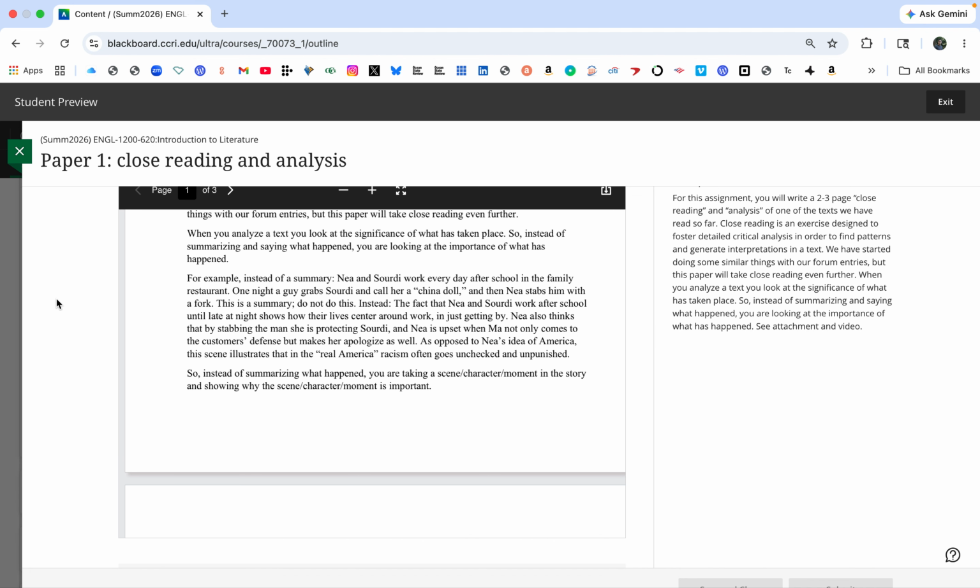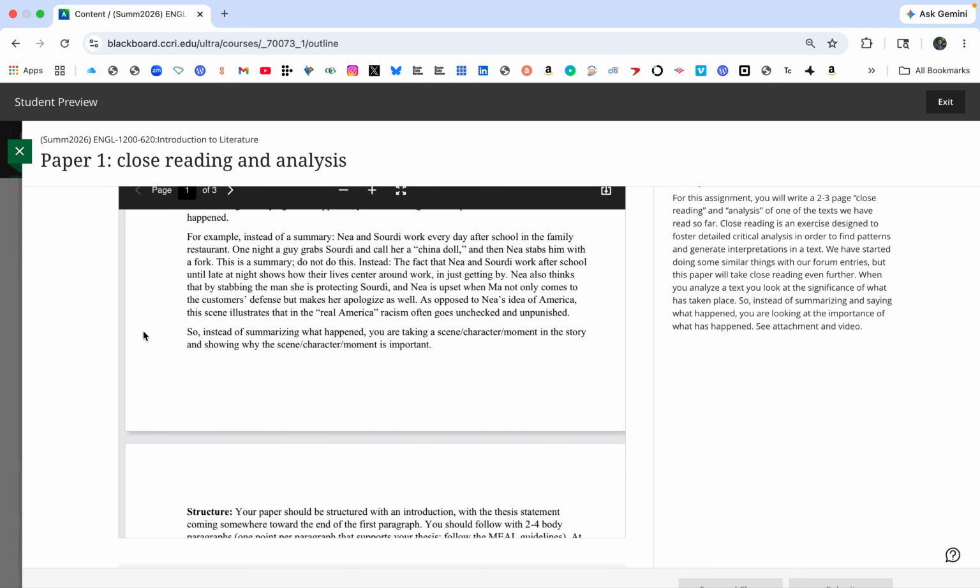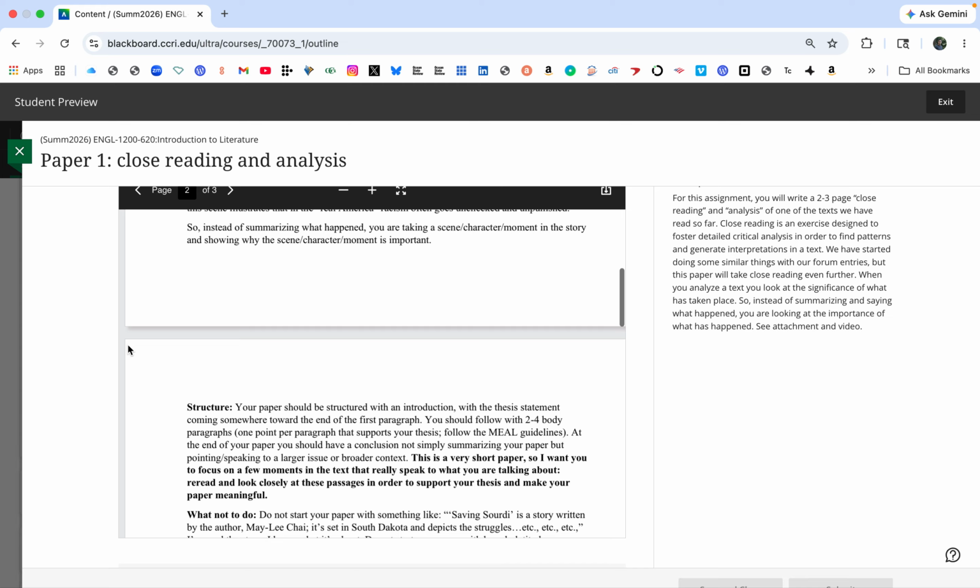Instead, here's analysis. The fact that Nia and Sorty work after school until late at night shows how their lives center around work and just getting by. Nia also thinks that by stabbing the man, she is protecting Sorty. And Nia is upset when Ma not only comes to the customer's defense, but makes her apologize as well. As opposed to Nia's idea of America, this scene illustrates that in the real America, racism often goes unchecked and unpunished. So instead of summarizing what happened, you are taking a scene, character, moment in the story and showing why the scene, character, moment is important.